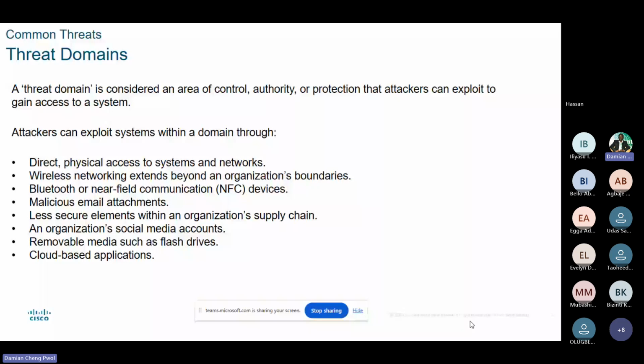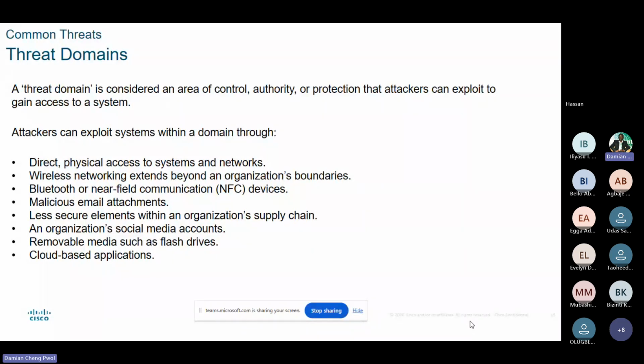Malicious email attachment. Some of you have seen this. You see emails from unknown sites and you probably end up clicking and downloading a script into your system. Less secure element within an organization's supply chain. When we say supply, what is being given or handed over to an organization? How is it done? What is the process? Are there any checks in between, from who is supplying down to who is receiving?